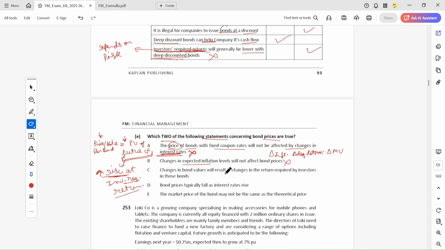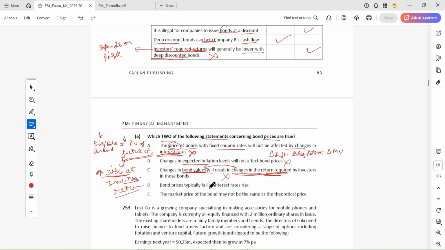Change in bond value will result in changes in the return required by investors. No, changes in return required will lead to change in bond value, not the changes in bond value leading to changes in required return. So the statement is opposite, so this is wrong.